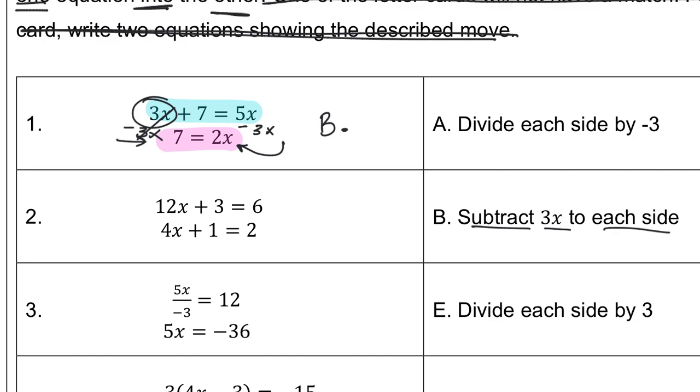If we look at our next one, we're getting from here to here. So we still have an x on both sides, but how can we get from 12x to 4x, from 3 to 1, from 6 to 2, all in the same way? We could divide everything by 3. 12 divided by 3 is 4, 3 divided by 3 is 1, and 6 divided by 3 is 2. So for this one, we did E. Divide each side by 3.